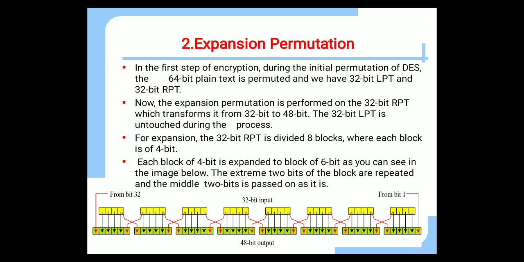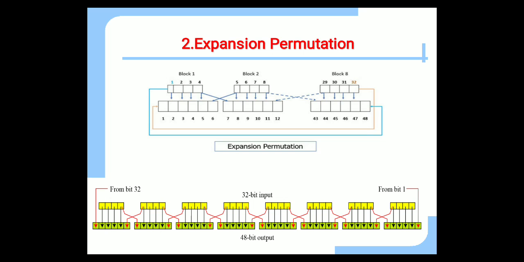But how? For converting it, we repeat the last bit of the previous block and the first bit of the next block. So we can see 1, 2, 3, 4, 5.